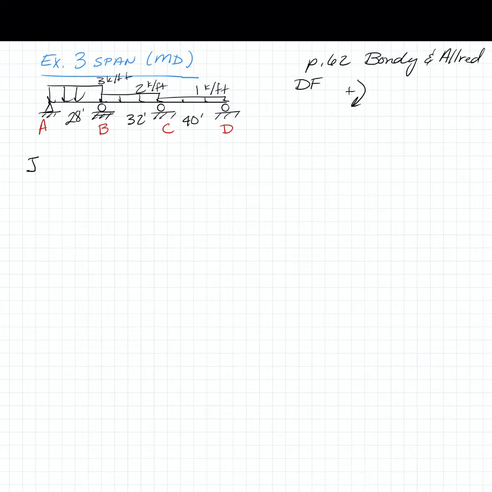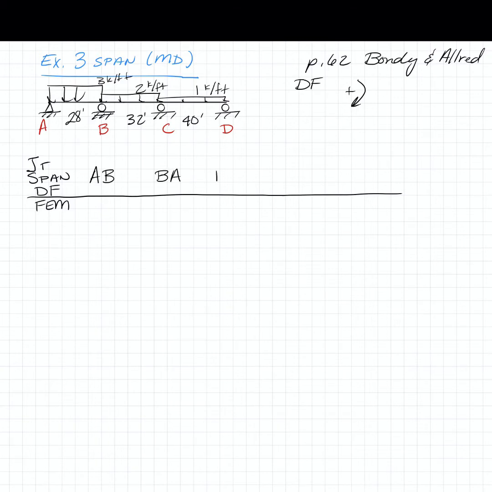All right, so we've got all the basics, and I'm just going to go ahead and start us right out into the table here. Joint, span, distribution factor. Then we have our fixed end moments, and that'll start our moment distribution piece. So I usually start by spans, AB, BA, BC, CB, CD, DC, right? So these are the two B joint spans, and these are the C's. This is A, this is D.